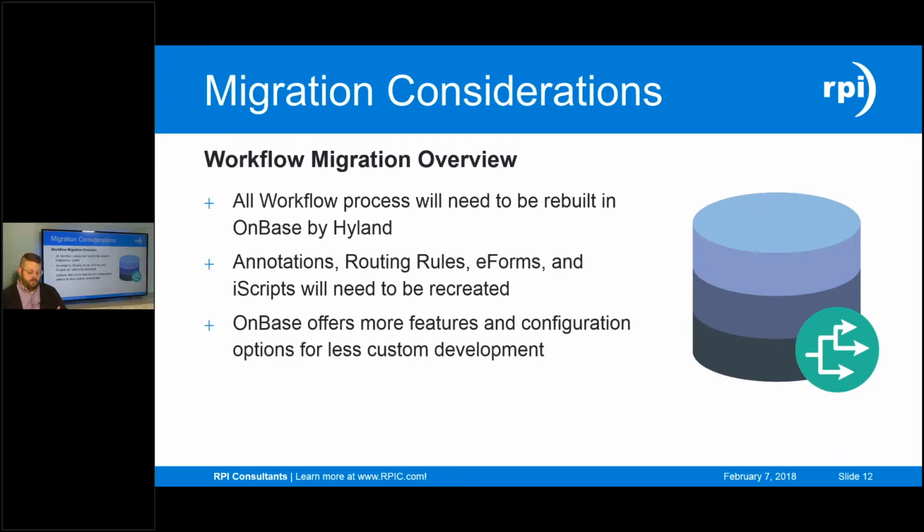So this includes rebuilding annotation templates, routing rules, eForms, iScripts, all of the things we already talked about for document indexing structures and things like that. All of these are going to have to be manually configured. There is not a way to automate it, and our understanding is that most of this is probably not going to be able to be automated or not worth it.